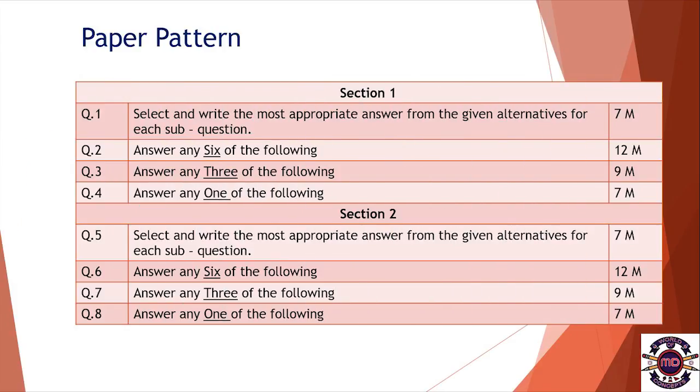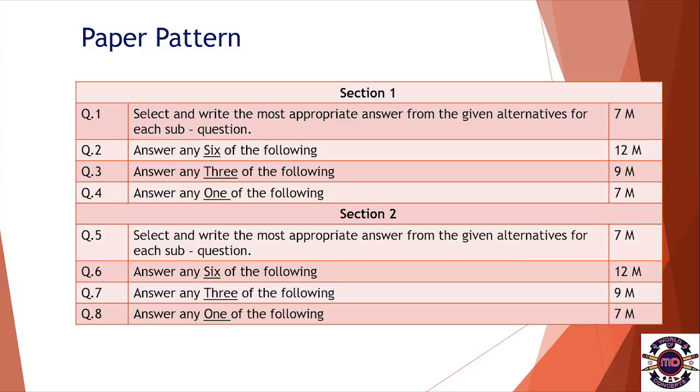The Chemistry paper consists of 70 marks, which is divided into two sections, Section 1 and Section 2, each containing 35 marks. The pattern remains the same for both sections. The first question consists of the MCQs, 7 marks.